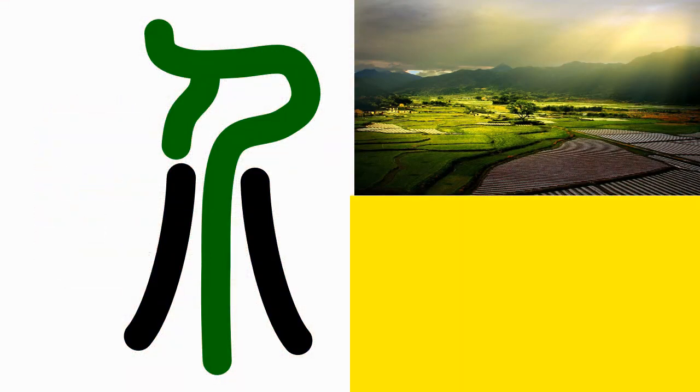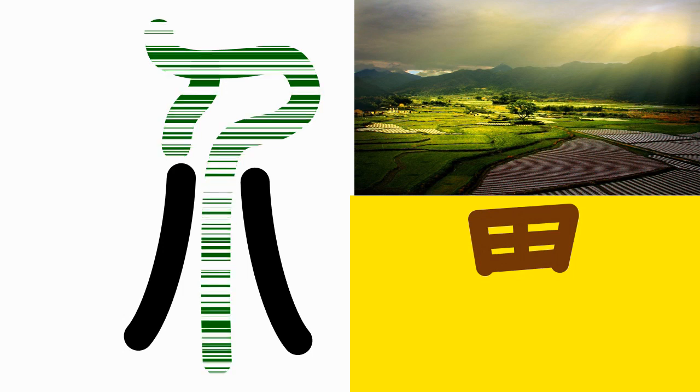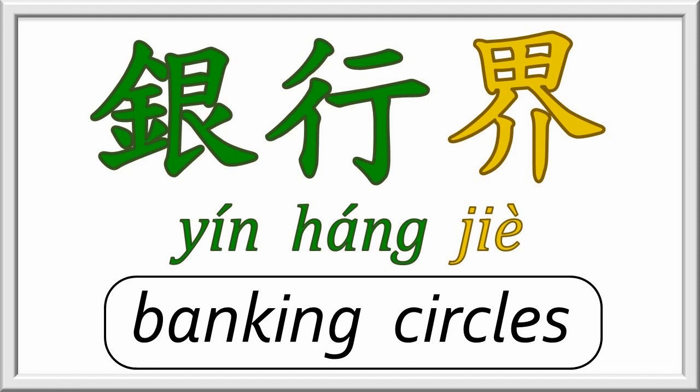Today's fifth character combines 介 as phonetic with 田 to indicate the boundaries between farmers' fields. Also pronounced fourth tone 界, this character is used for any sort of boundary or demarcation between different areas, and serves as the translation for English scope, field, circle, or kingdom, such as the plant and animal kingdoms. 银行界 is how Chinese says banking circles, or the world of bankers.